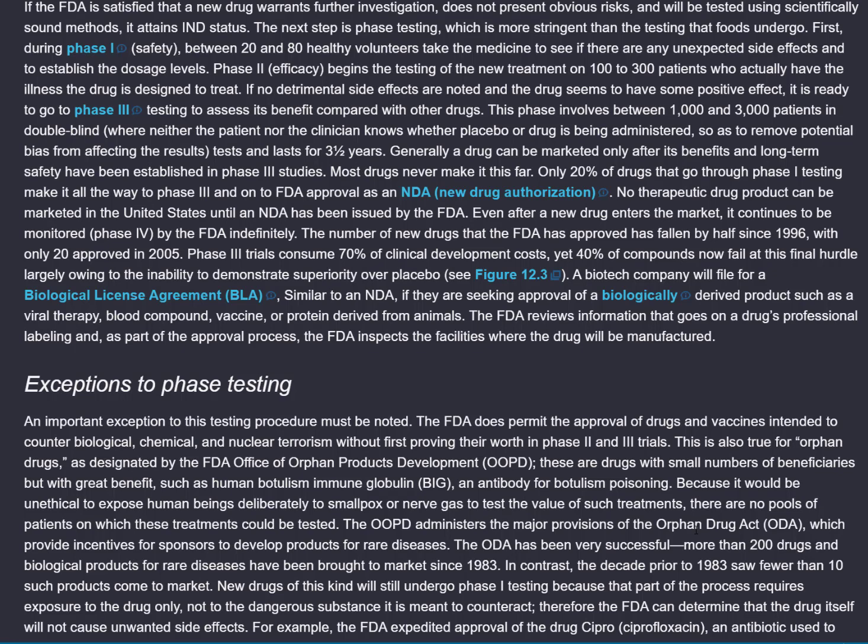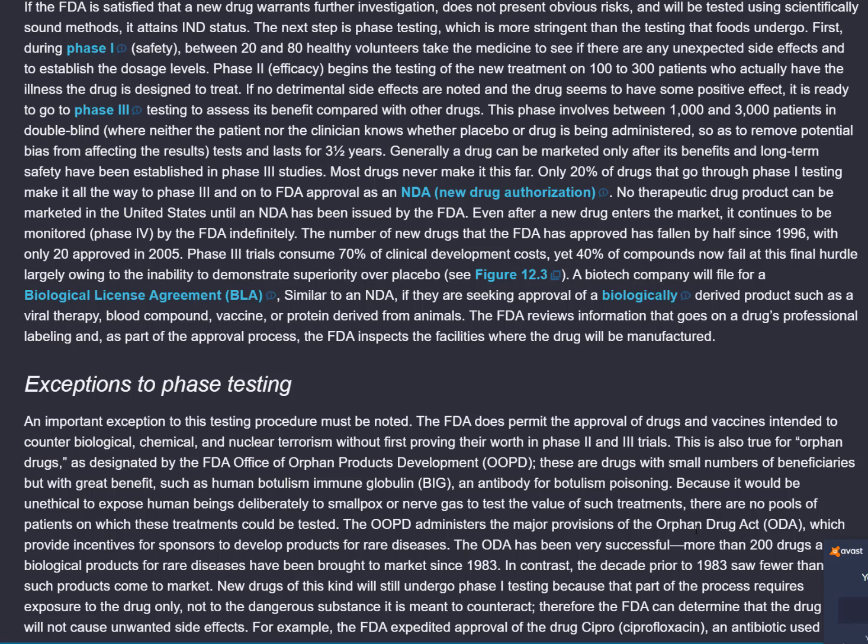Phase II, efficacy, begins the testing of the new treatment on 100 to 300 patients who actually have the illness the drug is designed to treat. If no detrimental side effects are noted and the drug seems to have some positive effect, it is ready to go to phase III testing to assess its benefit compared with other drugs. This phase involves between 1,000 and 3,000 patients in double-blind tests, where neither the patient nor the clinician knows whether placebo or drug is being administered, so as to remove potential bias from affecting the results. It lasts for 3.5 years.